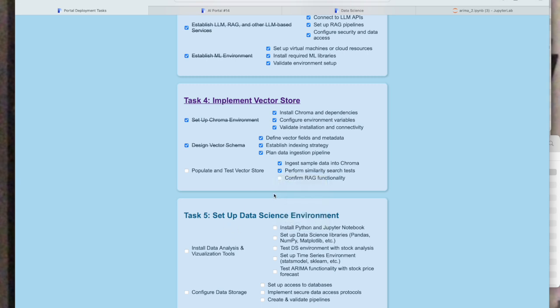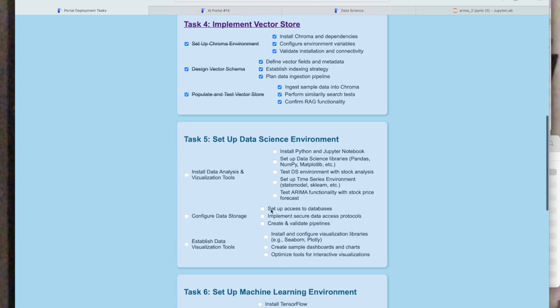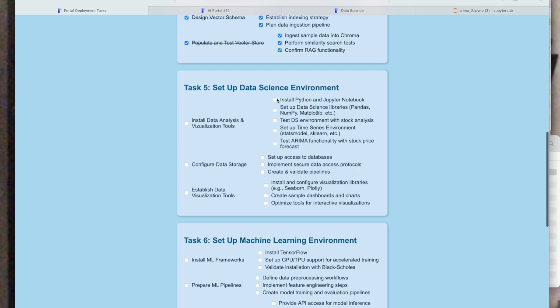But what we've done today here is set up the data science environment. Install Python, Jupyter Notebook, it's done. Set up data science libraries, done. Test the data science environment with stock analysis. We saw several graphs. They read the data just right. Set up the time series environment, the statsmodels, sklearn. We saw that. Test the ARIMA functionality with stock price forecast. We need to do some work with this model, but the environment is there.